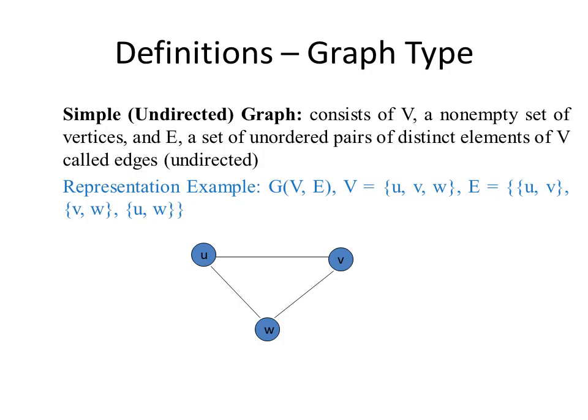The representation of that example is: G is the graph, having V vertices and E edges. The vertices are U, V and W, and you have 3 edges here: U to V, then V to W, and U to W. So that is the simple undirected graph in graph theory.